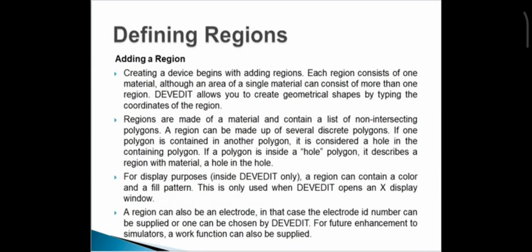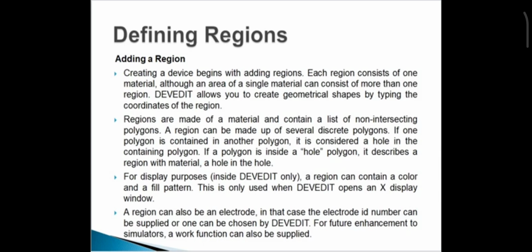After defining the mesh, you must also define the regions. Adding a region: how to add a region in DevEdit? Creating a device begins with adding regions. Each region consists of one material. Although an area of a single material can consist of more than one region, DevEdit allows you to create geometrical shapes by typing the coordinates of the region.